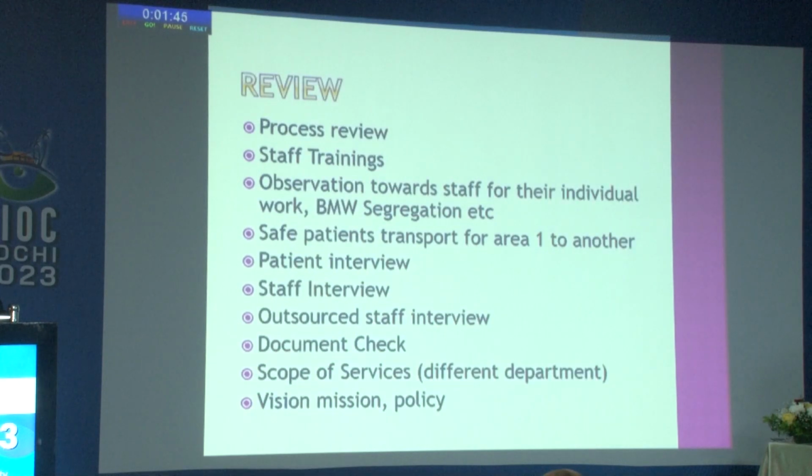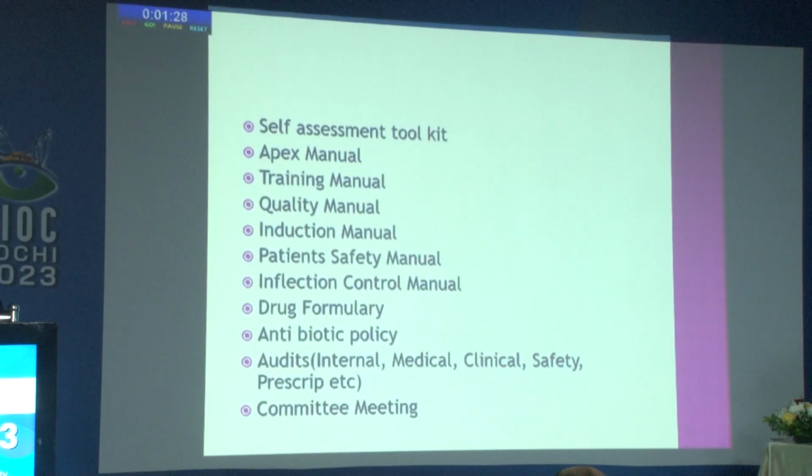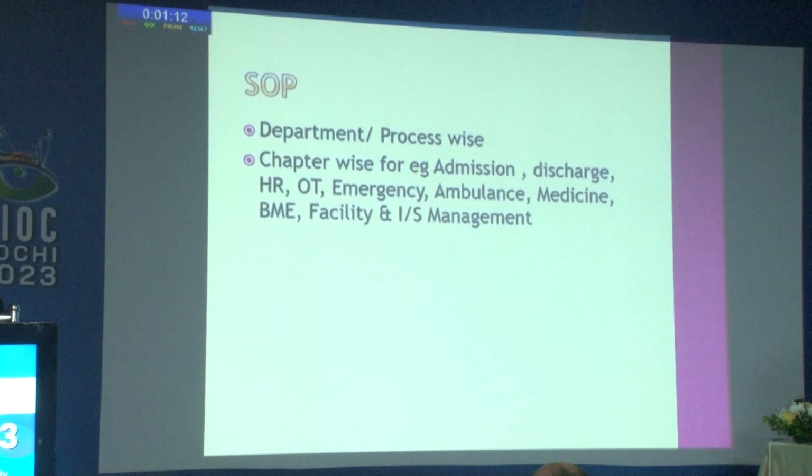Okay. So during this, they would go through the review process: staff training observations, safe patient transport from one area to another, patient interview, staff interview, outsourced staff interview, document check, scope of services, vision, mission, policy, self-assessment toolkit, Apex manual, training manuals, quality manuals, induction manual, patient safety manual, infection control manual, drug formulary, drug antibiotic policy, audits for internal, medical, clinical safety and prescriptions, committee meetings, then SOPs.